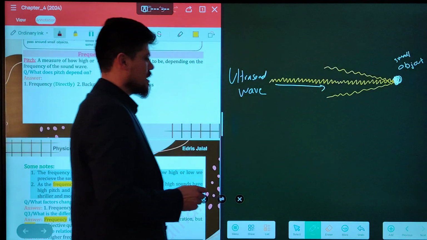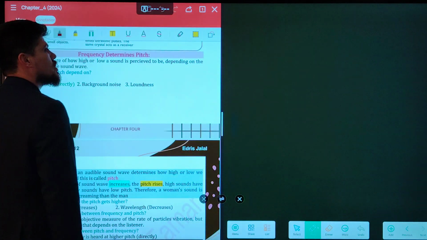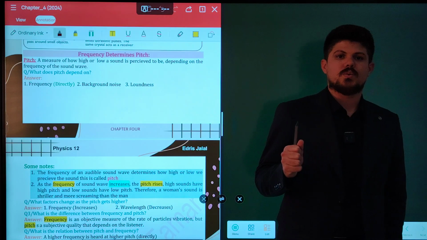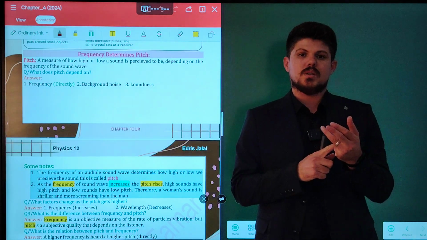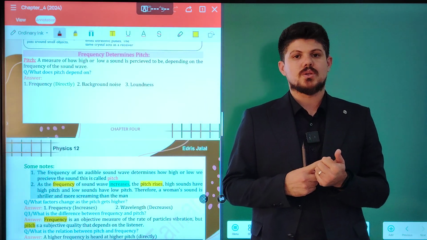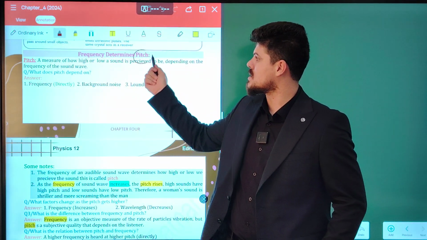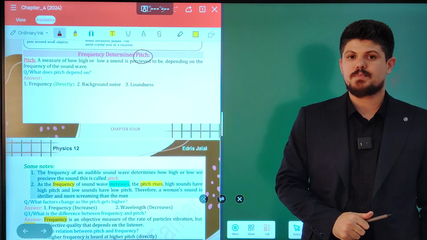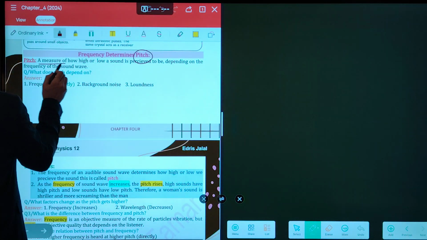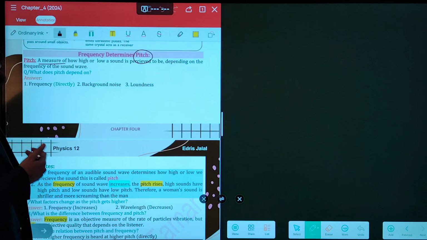Another topic in this section, guys, is what? Frequency determines speech. If you remember, in a sound wave, we studied what? Velocity of the sound wave, frequency of the sound wave, wavelength, amplitude. But in today's lesson, we will study a new thing, which is pitch. What is pitch? A measure of how high or low a sound is perceived to be.